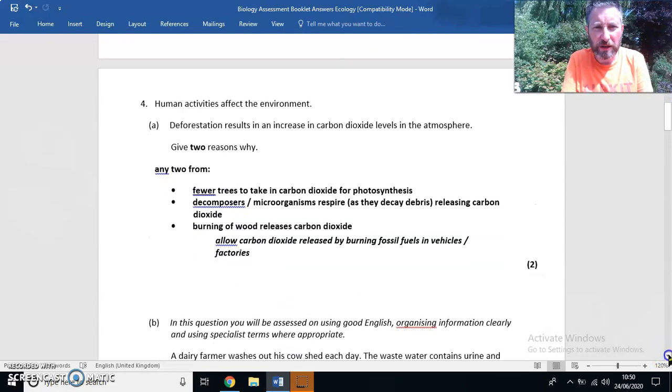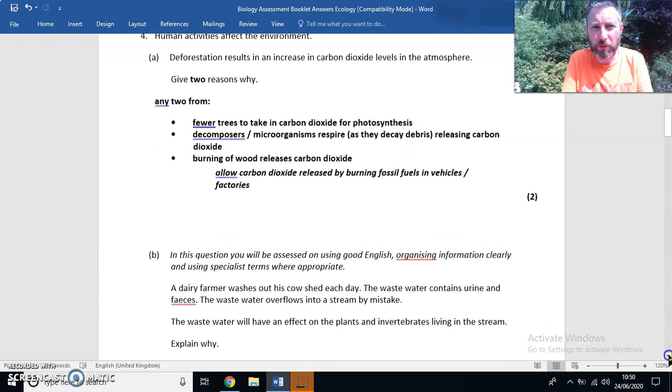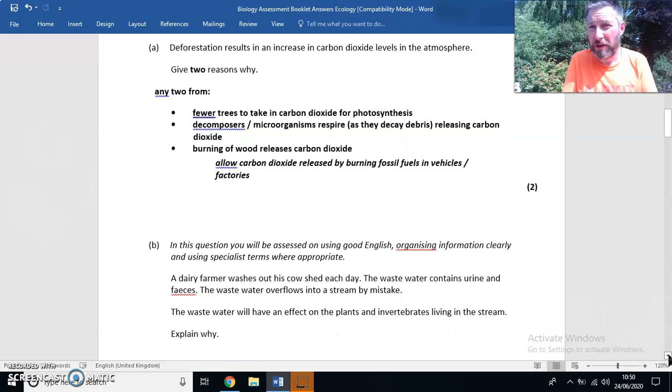Right, question 4, deforestation. We were pretty good on deforestation, because you know what you're talking about. It's just really picky mark schemes. So deforestation, two things. One, obviously cutting down trees reduces photosynthesis, so that stops carbon dioxide being absorbed. Two, you can talk about burning of wood. When you get rid of it, it releases carbon dioxide.